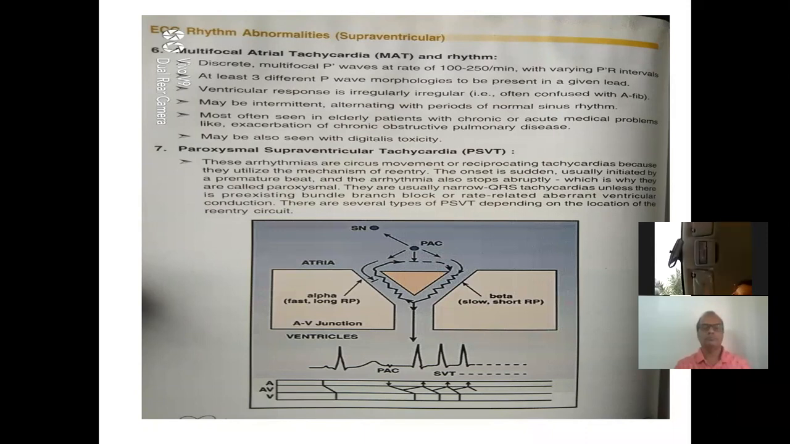In short, we call that SVT. A cardiologist or an intensivist will say the patient is in SVT, supraventricular tachycardia. So in the ICU there are only two things: VT or SVT. VT does not mean a VT station; VT means ventricular tachycardia.